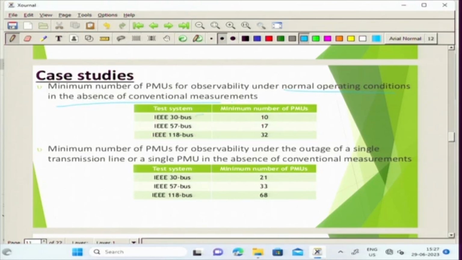You can see here the IEEE 14 bus system that we had considered. Similarly, if you extend this to other standard IEEE systems like 30 bus, 57 and 118, you will get to know that during normal condition the minimum would be 10, 17 and 32, whereas if you consider the minimum number of PMUs for observability under the outage of a single transmission line or a single PMU, in the absence of conventional measurements, the number of PMUs would increase to 21, 33 and 68. It is almost doubled.